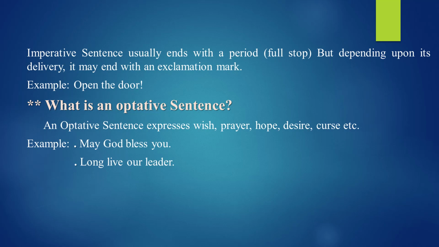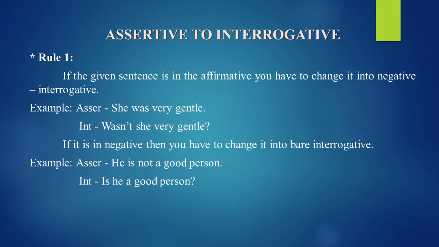What is an optative sentence? An optative sentence expresses wish, prayer, hope, desire, curse, etc. For example, may God bless you, or long live our leader. Now I'm going to discuss the rules of transformation from assertive to interrogative, assertive to exclamatory, assertive to imperative, and assertive to optative.